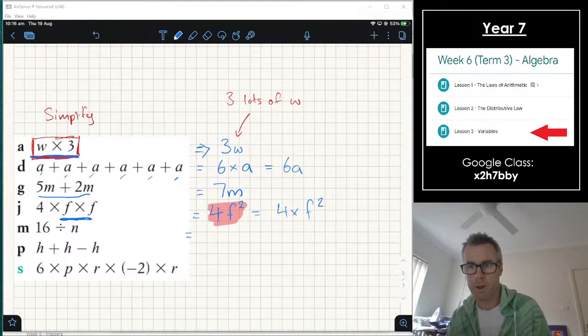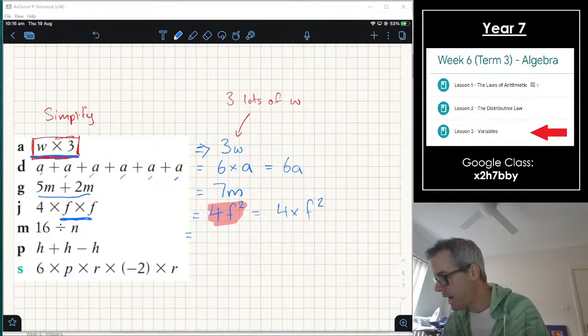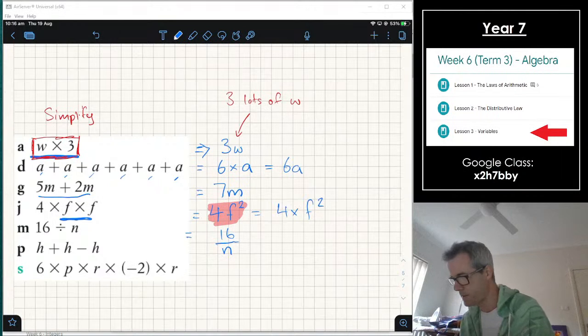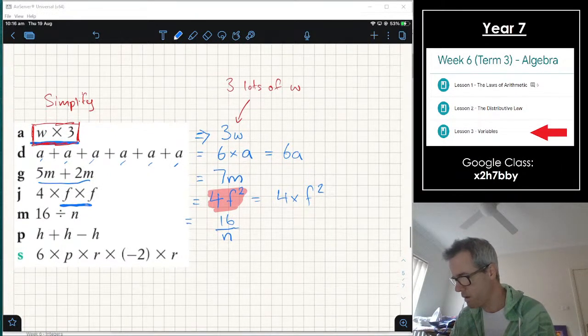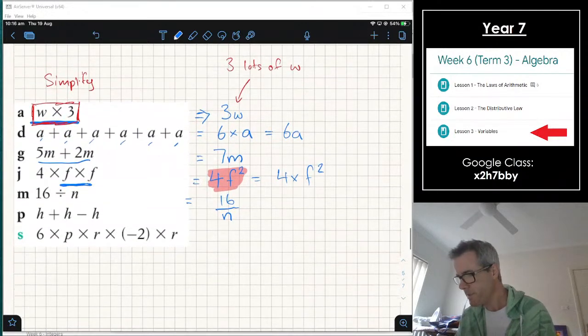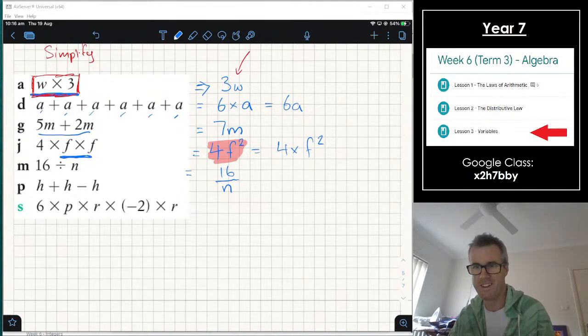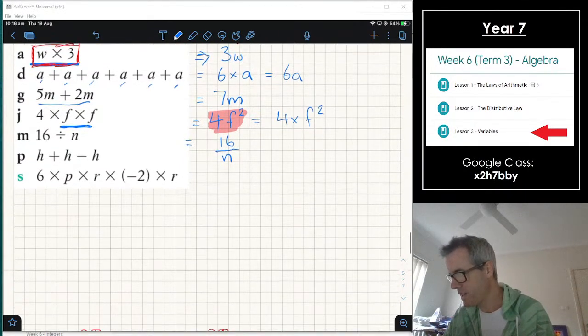I'll quickly go through these and I'll slow down the explanation a bit. All right. 16 divided by n, just like I said before. 16 over n, like so. That's that. Now, here's an interesting one. All right. H plus H minus H. All right, let's have a look at this one here.